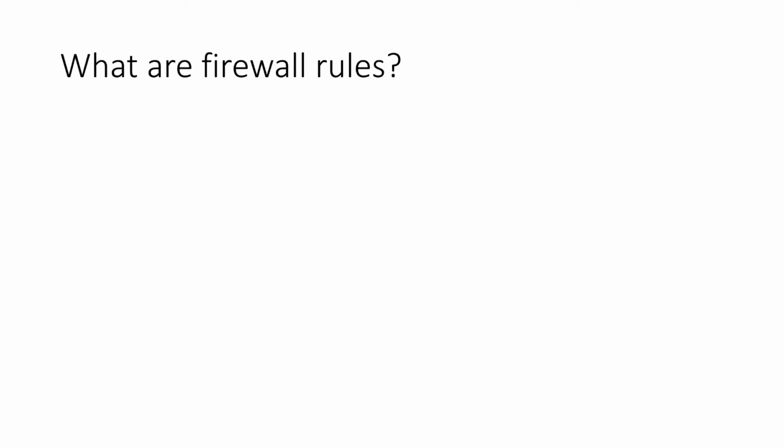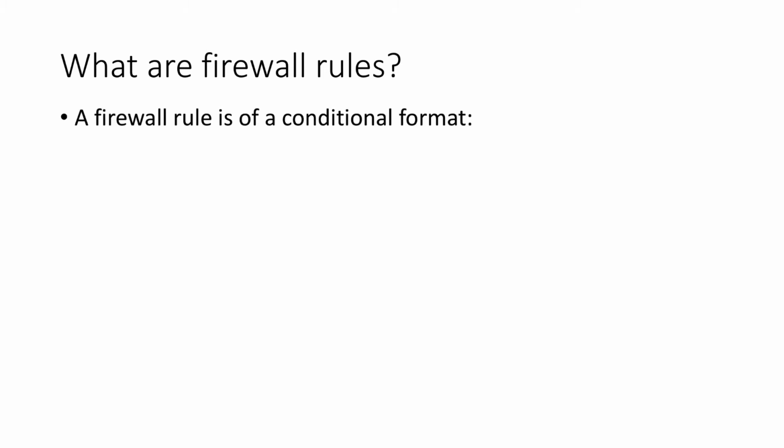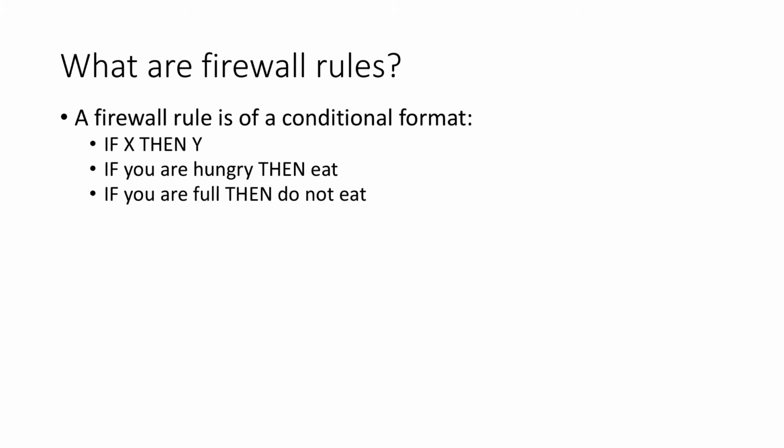So previously I mentioned something about firewall rules. What are firewall rules? Well, a firewall rule is of a conditional format that looks something like this. If X, then Y. For example, if you are hungry, then eat. Or, if you are full, then do not eat.